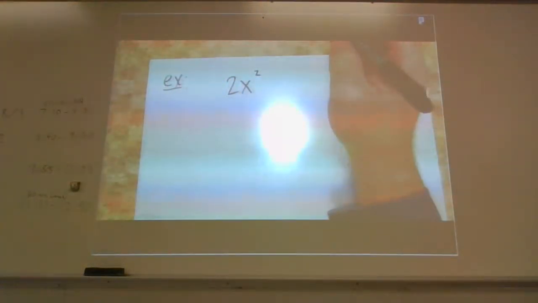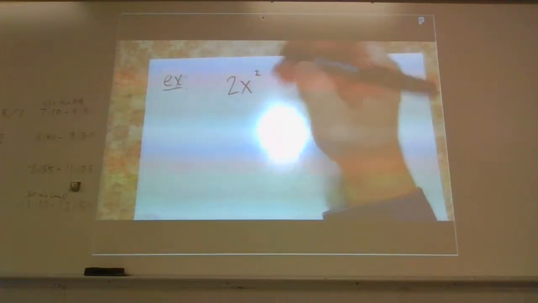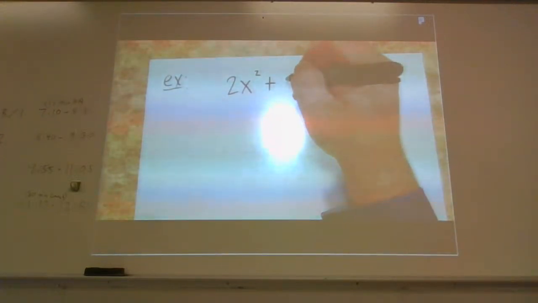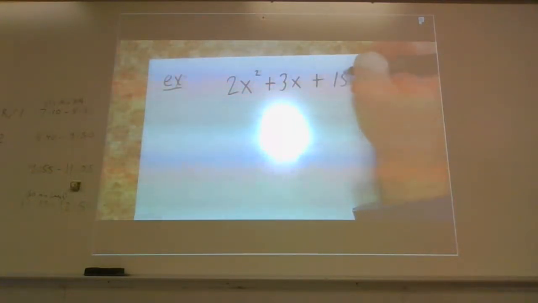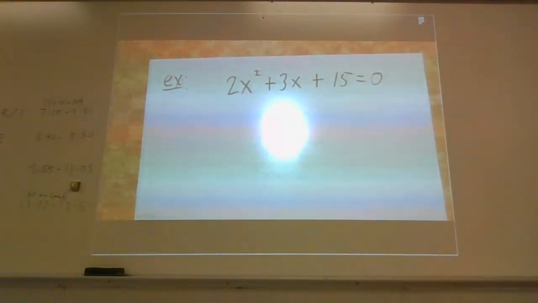Let's try it with example 2x squared plus 3x plus 15 equals 0. There we go. There's my 15.